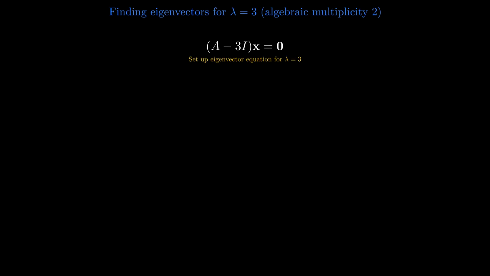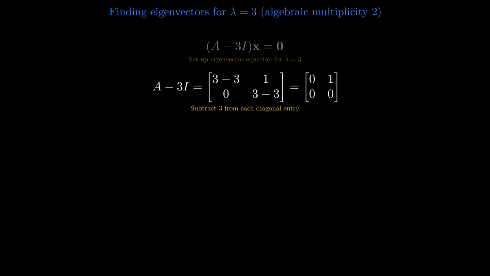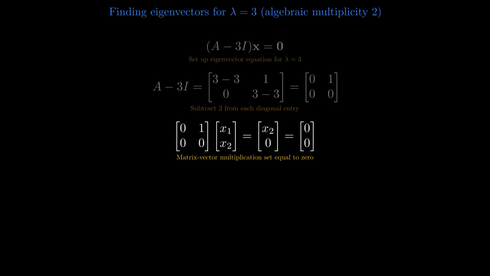We need to solve (A minus 3I) times x equals the 0 vector. First, compute A minus 3I, subtract 3 from each diagonal entry. 3 minus 3 gives 0, and the off-diagonal entries stay the same. So A minus 3I equals the matrix with entries 0, 1 in the first row, and 0, 0 in the second row. Now multiply this by the vector x1, x2. The first row gives 0 times x1 plus 1 times x2, which is just x2. The second row gives 0 times x1 plus 0 times x2, which is just 0.